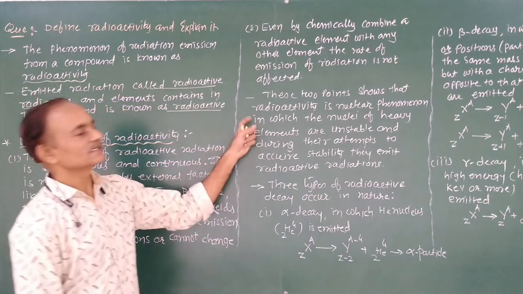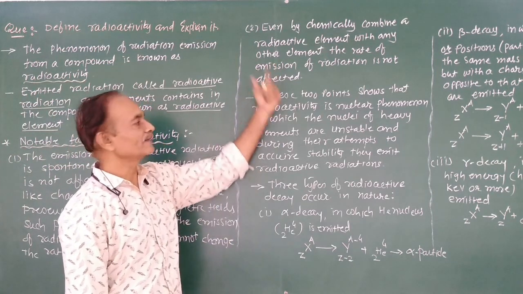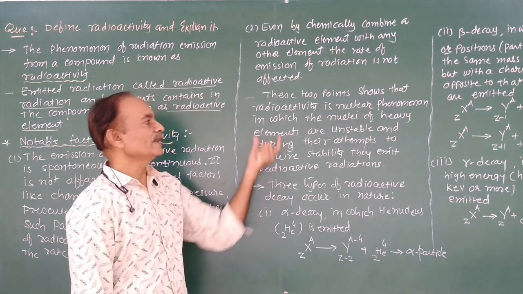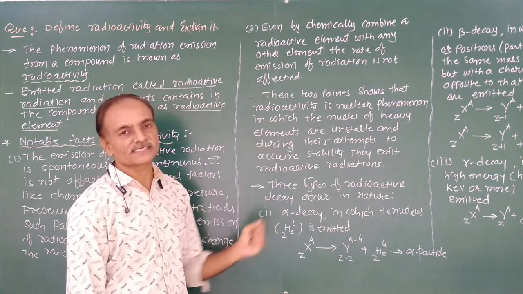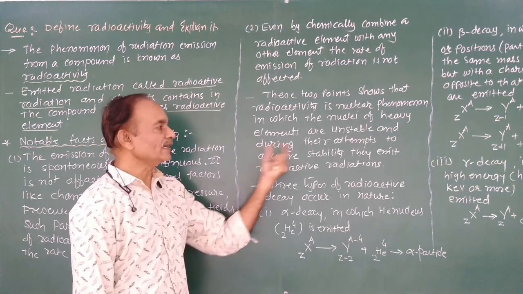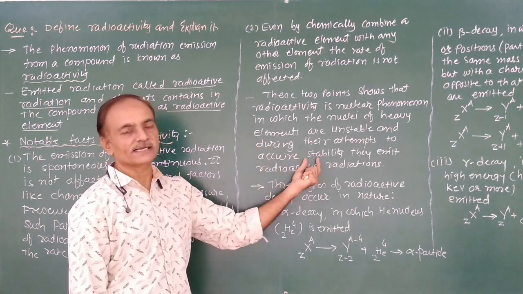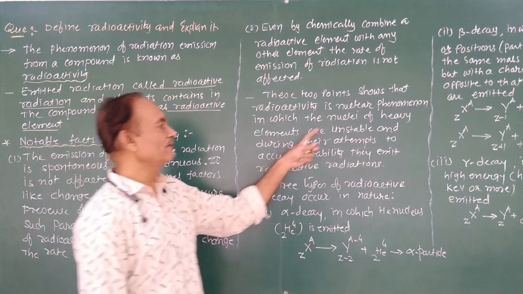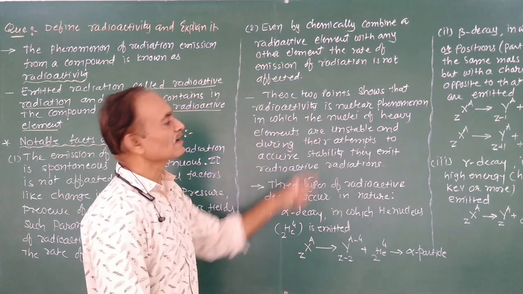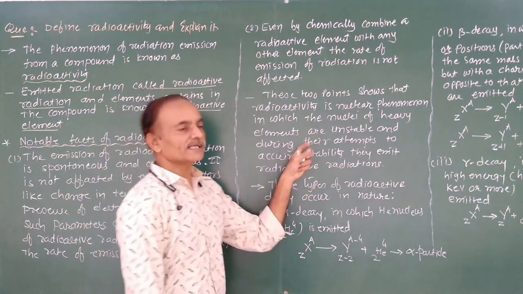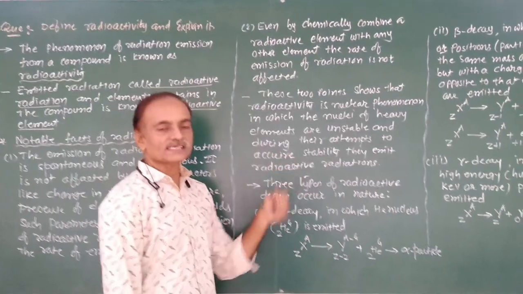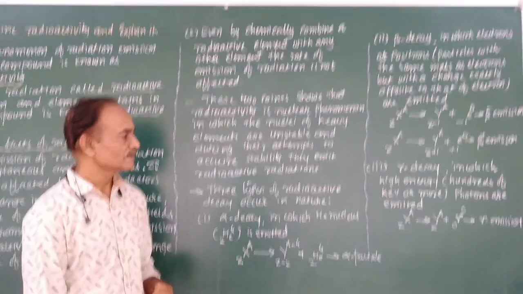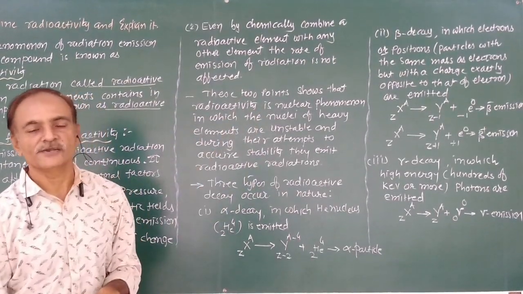Again, these 2 points, the physical and chemical parameters, show that radioactivity is a nuclear phenomenon, in which the nuclei of heavy elements are unstable and, during their attempts to acquire stability, they emit radioactive radiation. Generally, most heavy nuclei or heavy elements are unstable. And this radioactive radiation is a nuclear phenomenon.